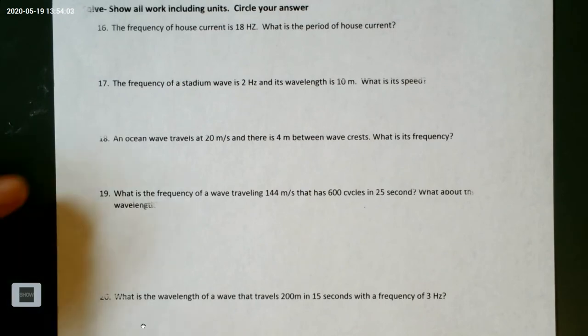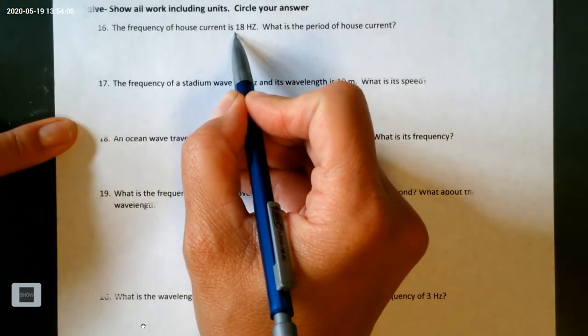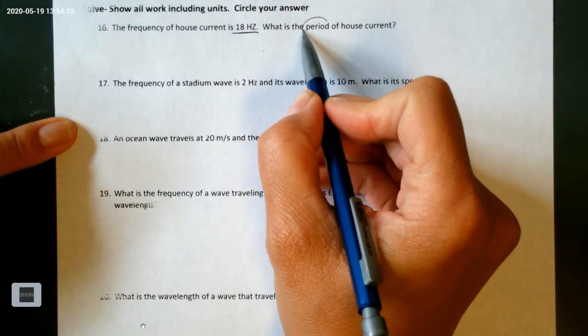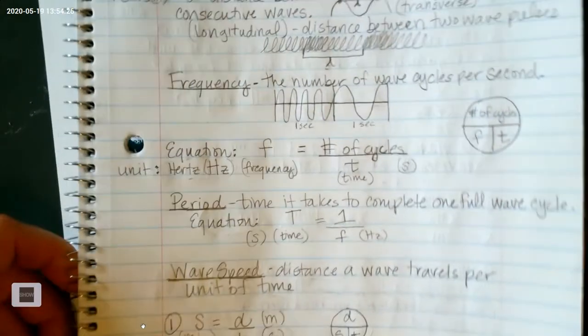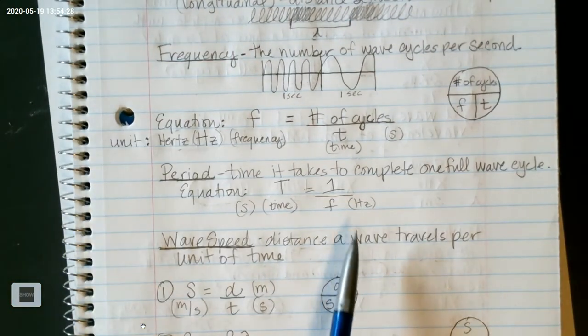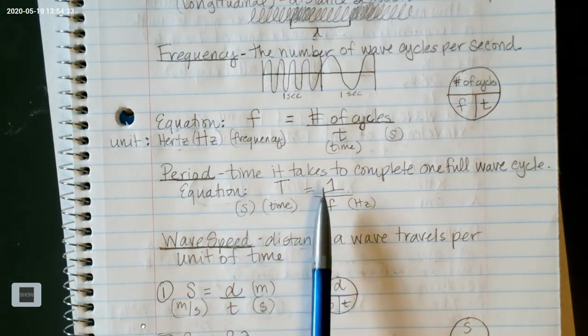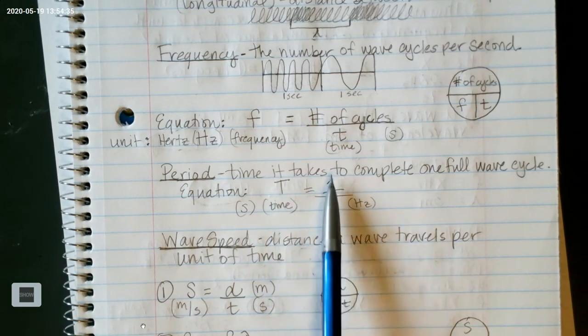So it's telling us that the frequency of the house current is 18 hertz, and they want to know the period of the house current. So we're looking for period. Remember, period is the time it takes to complete one wave cycle. That's it, just one. So that is this lovely equation that we did in our notes. The time, which is T, is 1 over frequency.